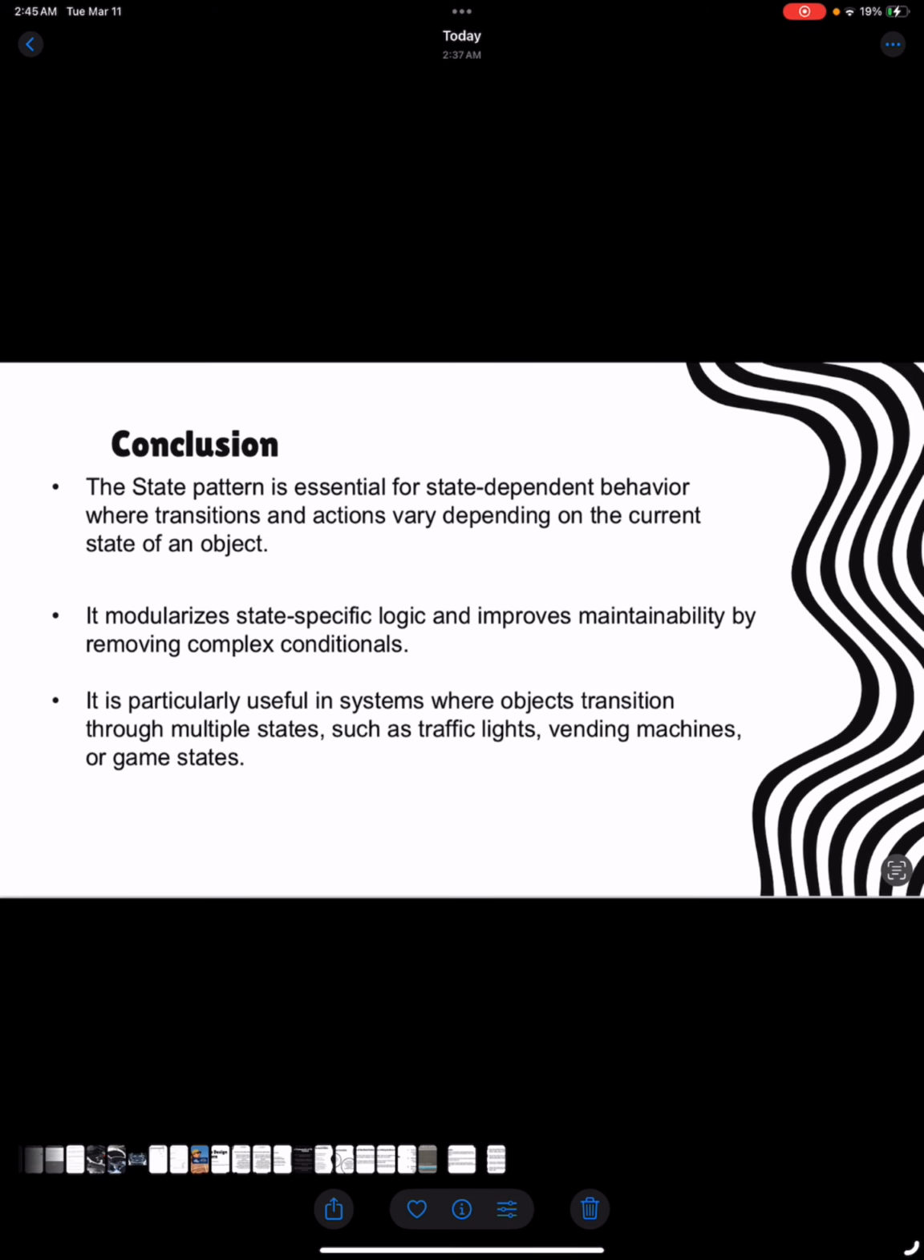Conclusion: the state pattern helps manage changes in an object's behavior based on its state. It keeps state-specific rules separated, making the code easier to understand and update. This is useful for things like traffic lights, vending machines, or games, where objects go through different states.